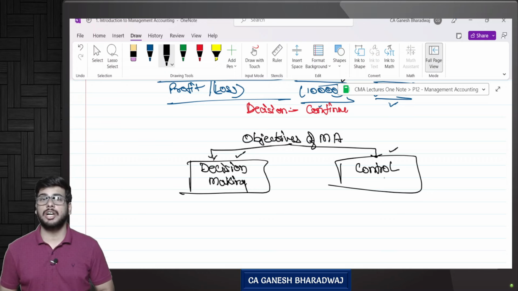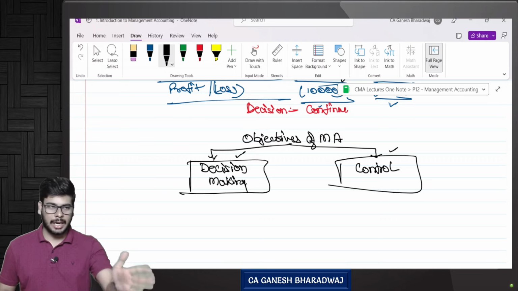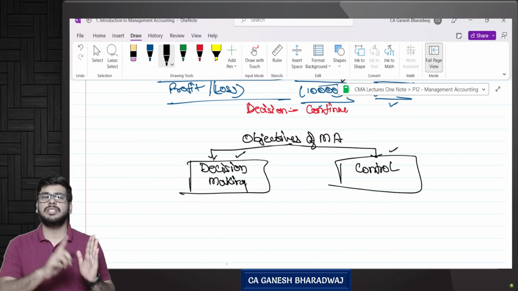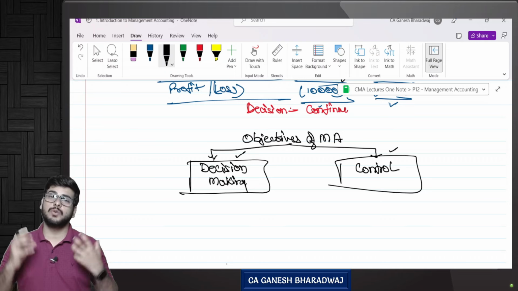There is a chapter called budgets and budgetary control that we will be seeing. I'm just giving you a broad overview of that. What we will be seeing is that targets will be set. That is, in the current period, the company has to produce 10,000 units. The cost per unit should not exceed 10 rupees per unit. All these things will be predetermined.